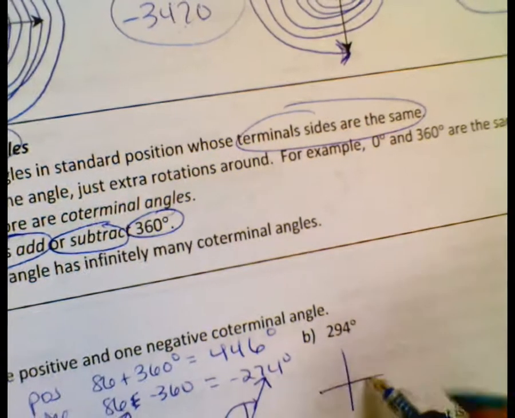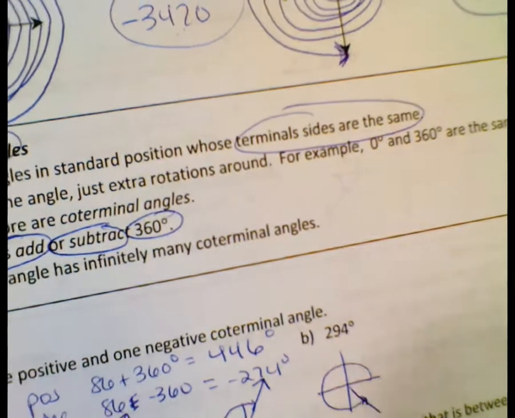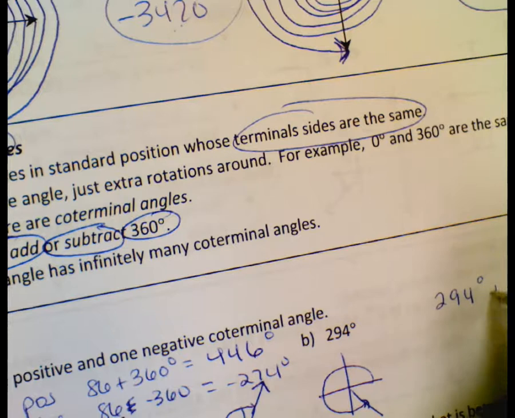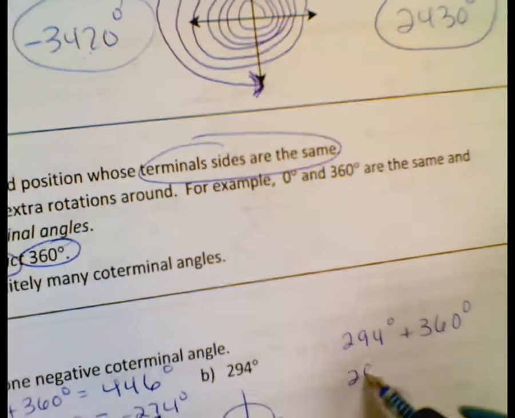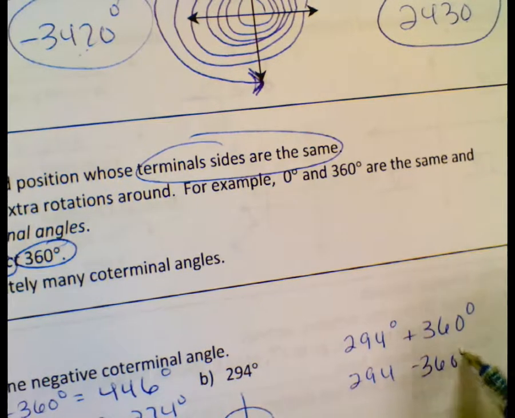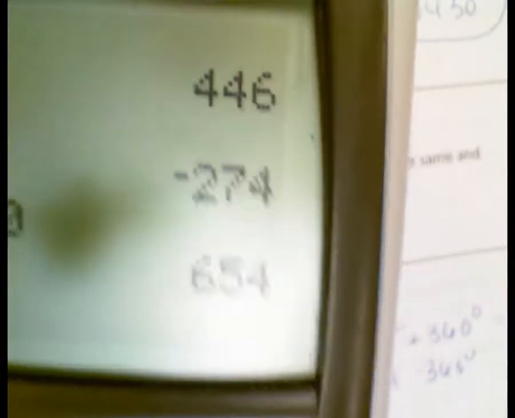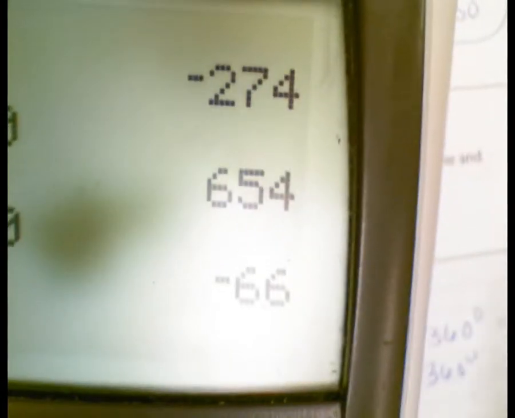So where's 294 at? 294 is, here's 270. So it's in the fourth quadrant, about right there. So can you give me two other angles that would be in that spot? So in one of them you would add 360, and in one of them you would subtract 360. And just do that on your calculator. So the positive one is 654. And the negative one is negative 66.